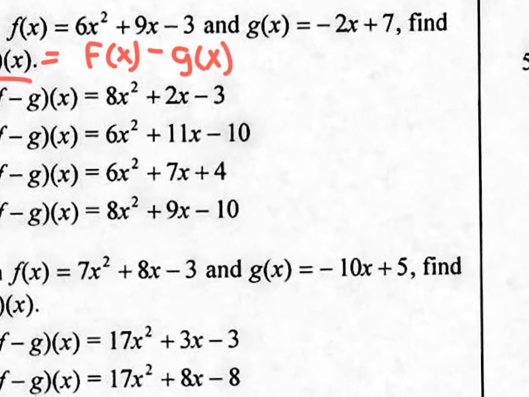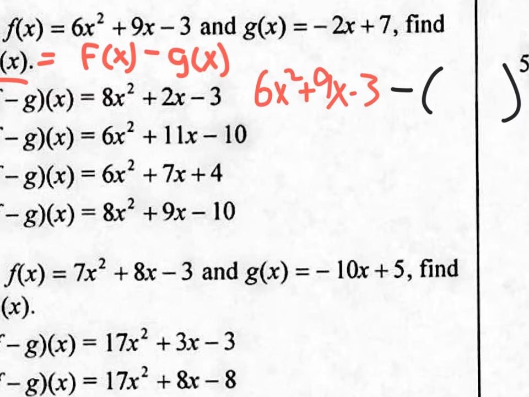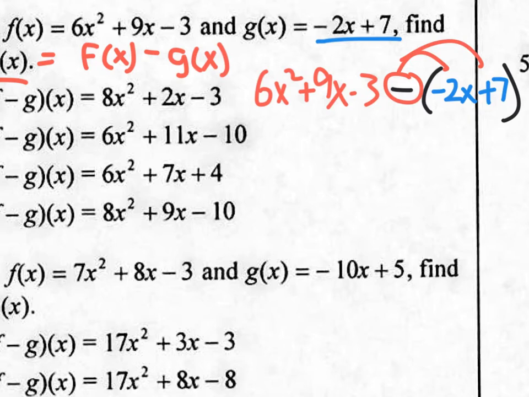So the f of x function is 6x squared plus 9x minus 3. And we're going to subtract, now check this out, I want to put the minus sign, and I want to put the second function, g of x, inside parentheses. Now the second function, g of x, is negative 2x plus 7. So the reason why I put it in parentheses is because this is a minus problem, and you're going to have to distribute the minus sign into both terms. So when you take that minus sign and put it there and there, you're going to end up with a positive 2x and a minus 7.